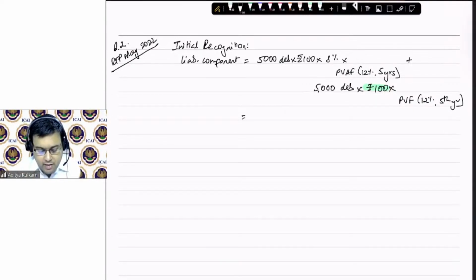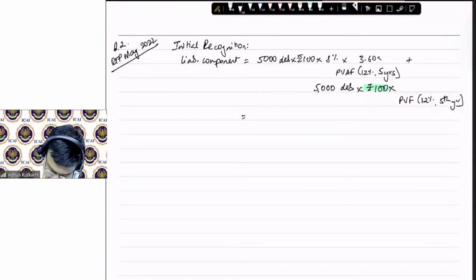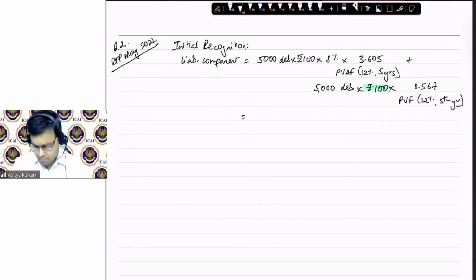And because we are calculating the liability component, we have to look at the redemption value and not at the conversion value. So if you have taken 105, that would be incorrect because that would amount to the conversion value, which is not relevant for the purpose of liability component determination. Okay, so if I take the present value factors and plug in the values, I will get 3.605 as the annuity factor and 0.567. If you have taken 2 decimals or 3 decimals, the answer is going to be modified accordingly.